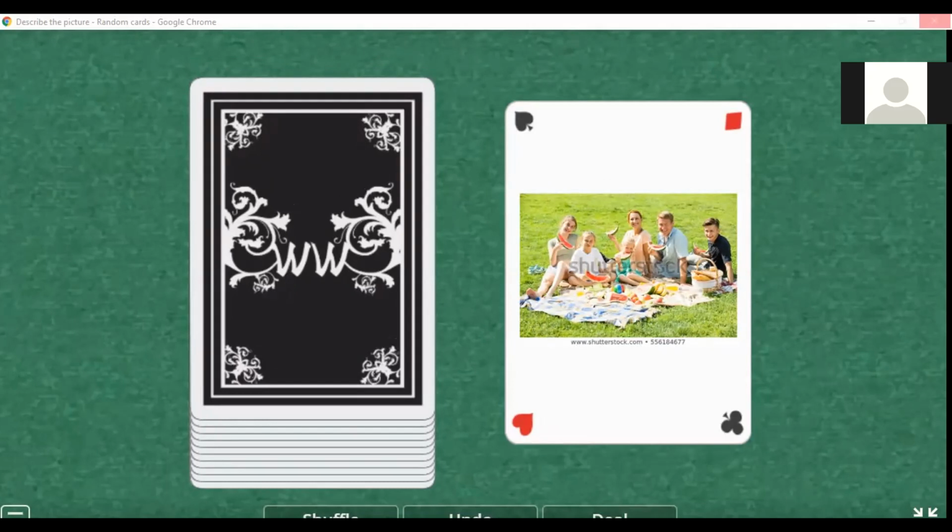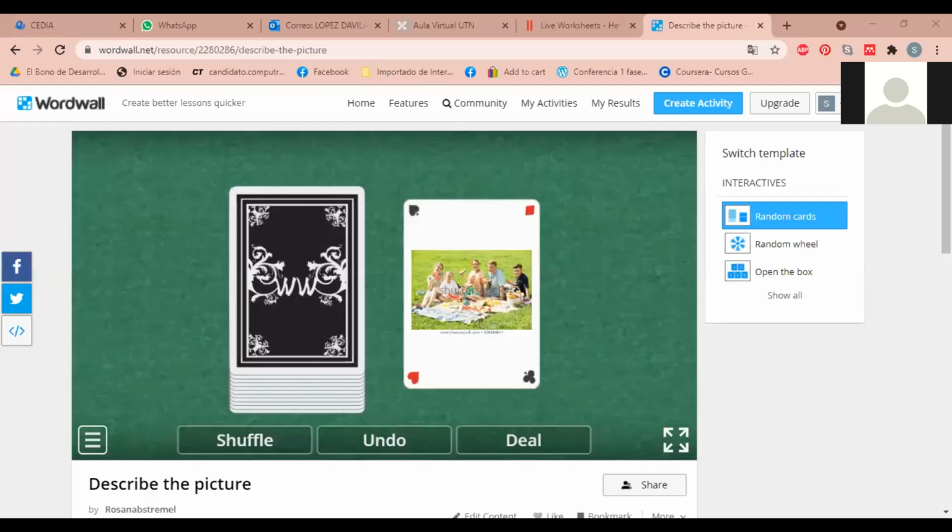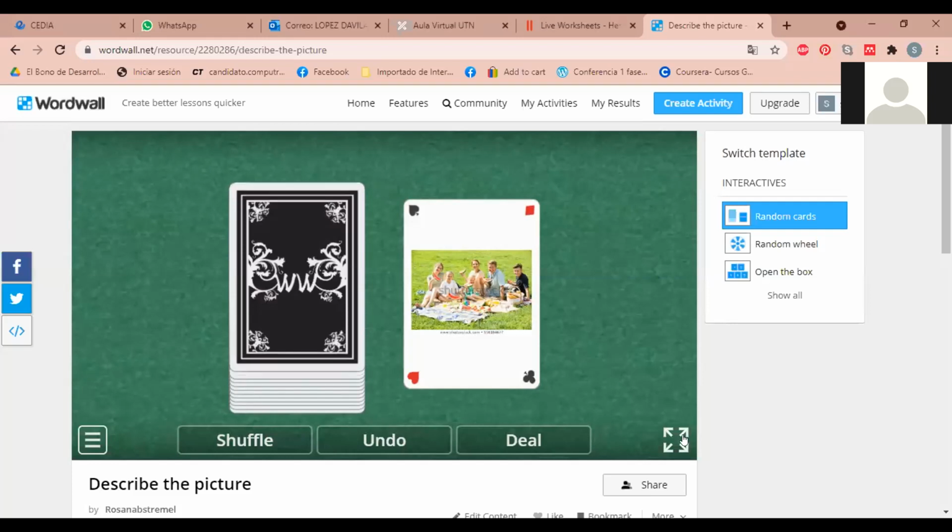Okay. What else can you see? En este caso podríamos utilizar vocabulario de comida, clima. What else? Yes, yes, sure. Porfa.